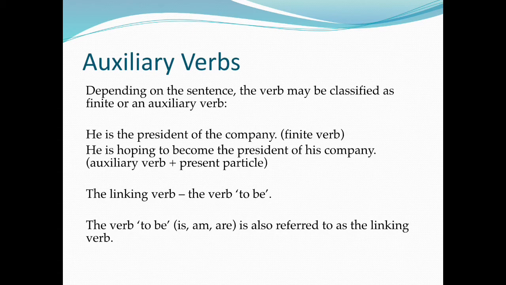Depending on the sentence, the verb may be classified as a finite or auxiliary verb. He is the president of the company: finite verb. He is hoping to become the president of his company: auxiliary verb plus present participle.